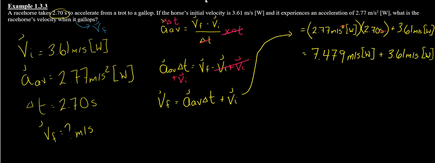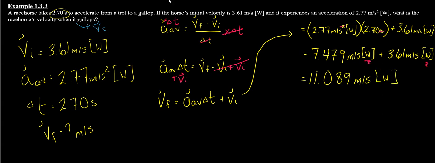Because both of these directions are the same, we don't need to worry about changing any of them, so we can just add these values together. So we get 7.479 plus 3.61 gives me 11.089 meters per second west.